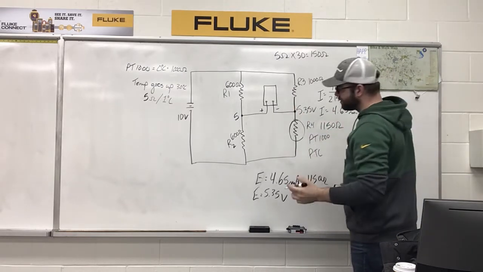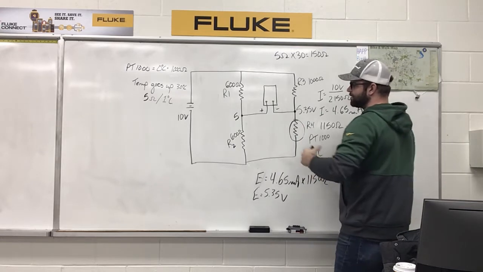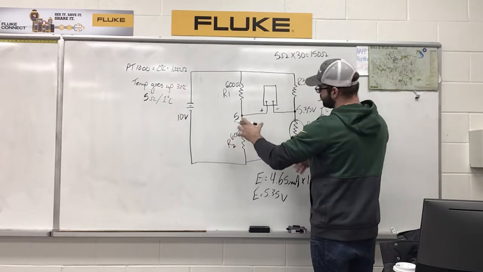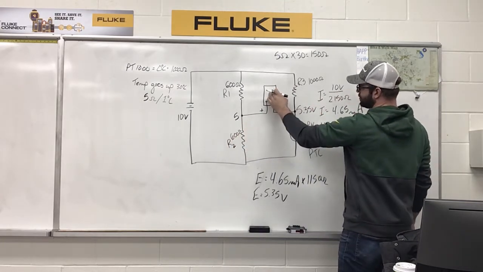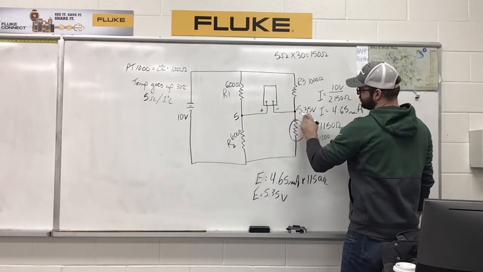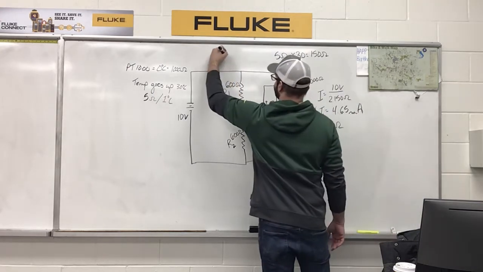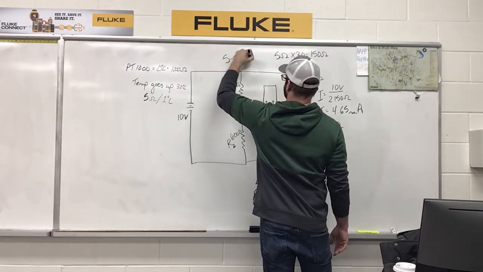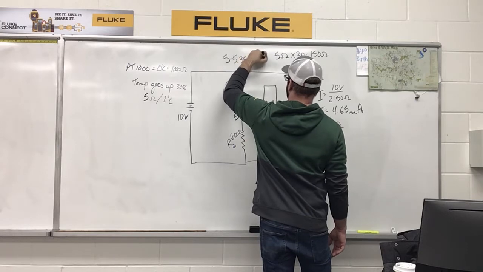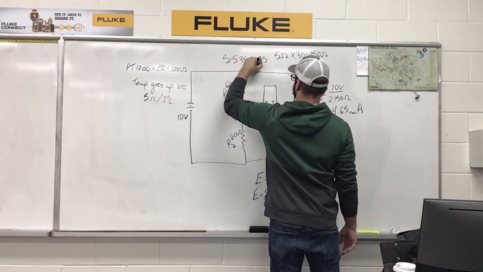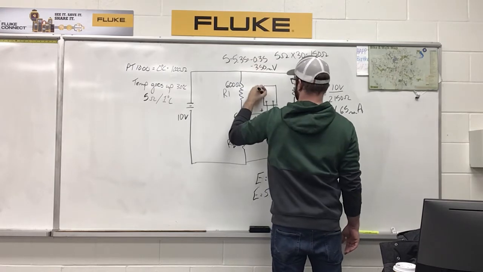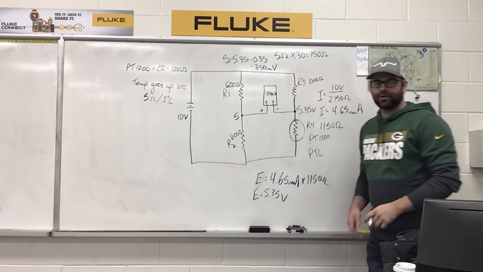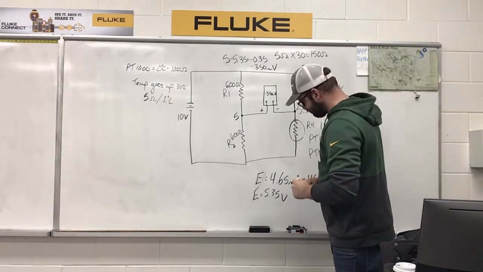And then remember how I said the meter takes the positive lead and uses that as its starting point, and then it subtracts whatever's on the negative lead. So if we want to know what's on the meter, we take our 5 and subtract 5.35, and we get negative 0.35, or negative 350 millivolts. So negative 350 millivolts on that one. I hope you guys got that one right.